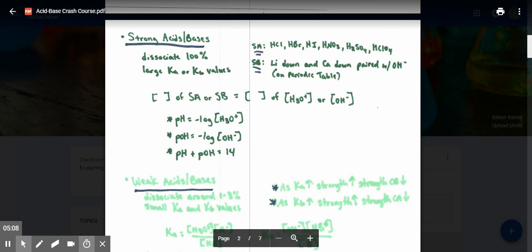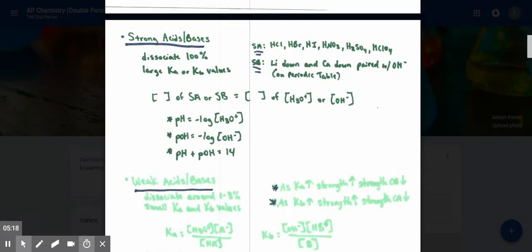On to the next page, we have strong acids and strong bases. So these are the list of strong acids and strong bases you need to know. You need to have that memorized. Strong acids and bases dissociate 100%. They have large Ka or Kb values.